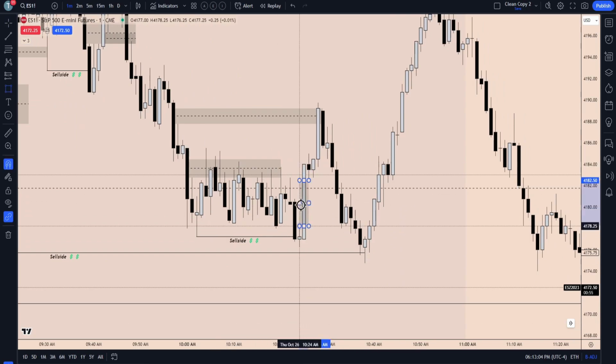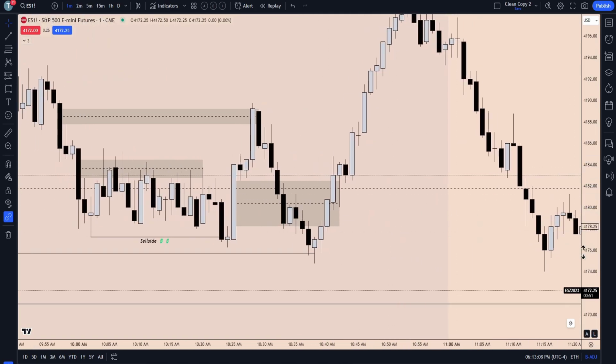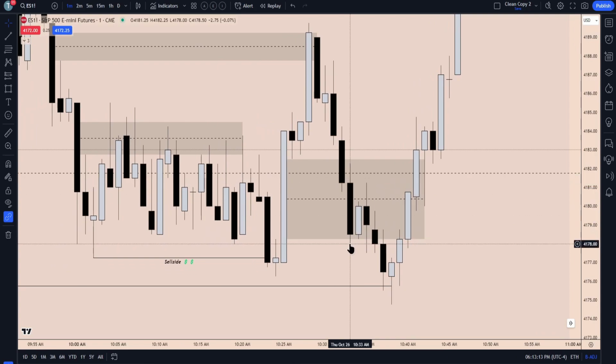We spoke about how we would use this fair value gap as our entry point. So on the way down, we're using the consequent encroachment. As we close underneath it, we could then use that consequent encroachment as resistance. So we got short into our higher time frame objective here, sell side.